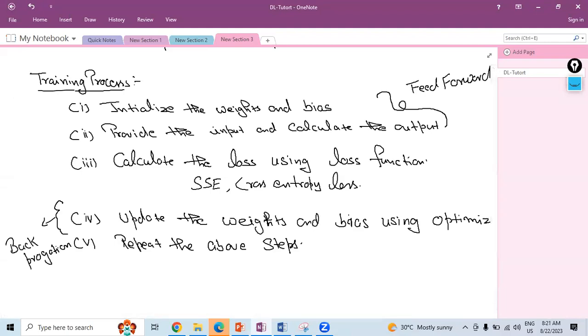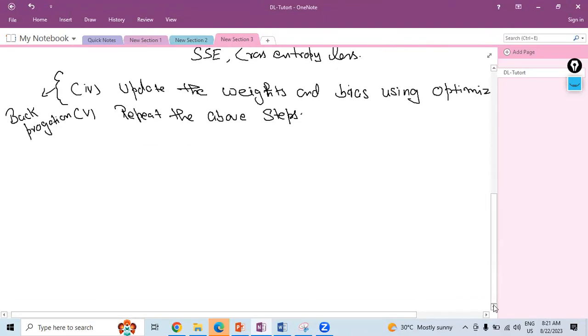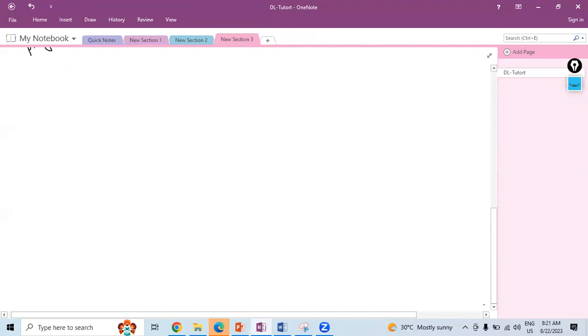And there are only two types of loss function that we use: SSE for regression and cross entropy for classification. Mostly, yes, mostly. Okay, thank you.